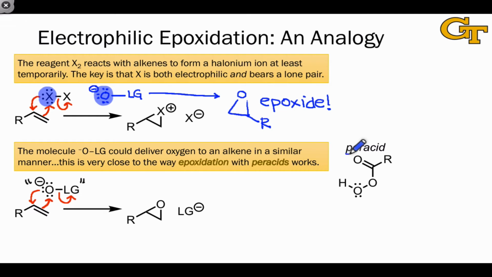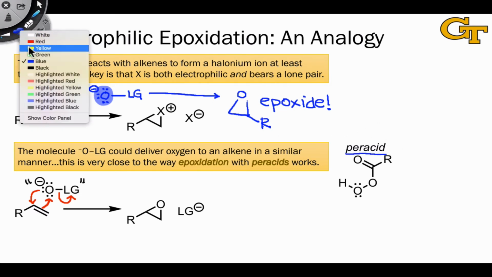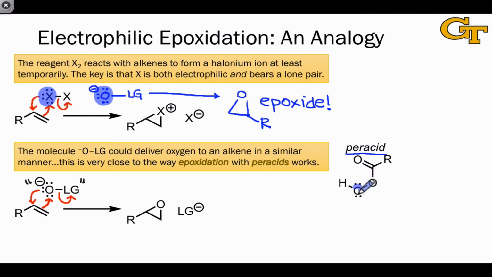This molecule is called a peracid because it's a carboxylic acid with an extra oxygen atom. Notice that if this oxygen were not present, this would simply be a carboxylic acid. It's really this oxygen that's key to the reactivity of the peracid, the one jammed between the carboxylate oxygen here and the acidic hydrogen here.